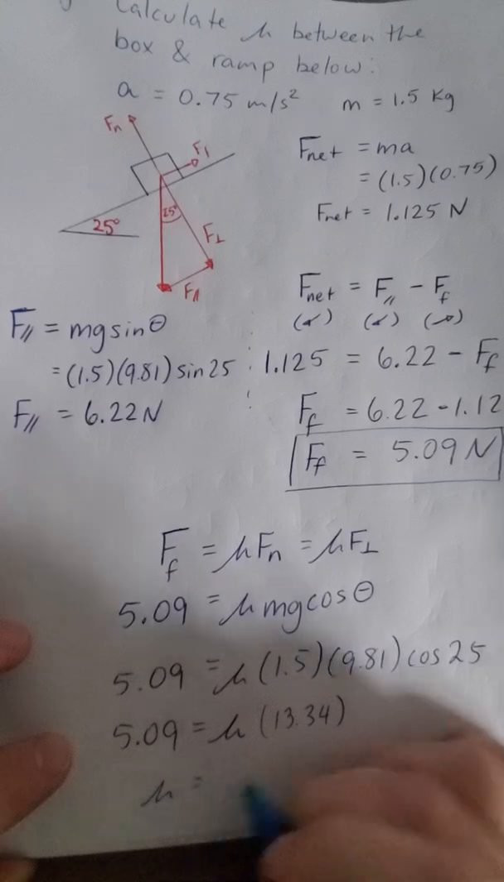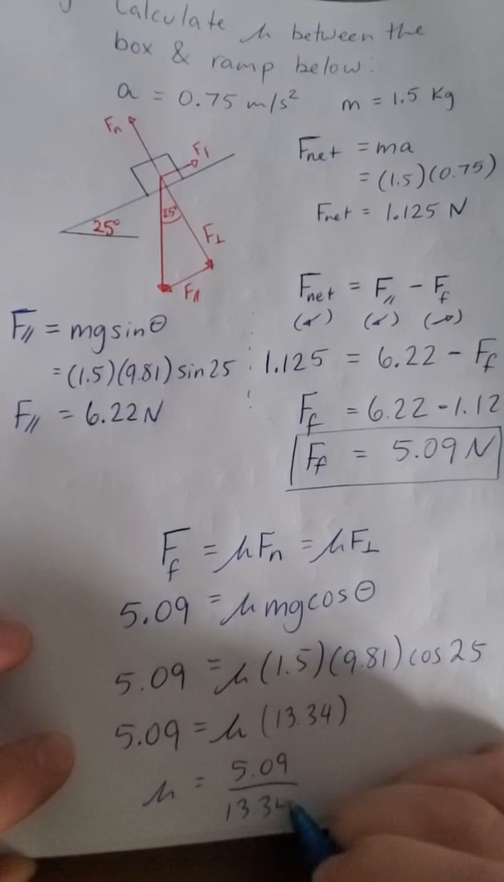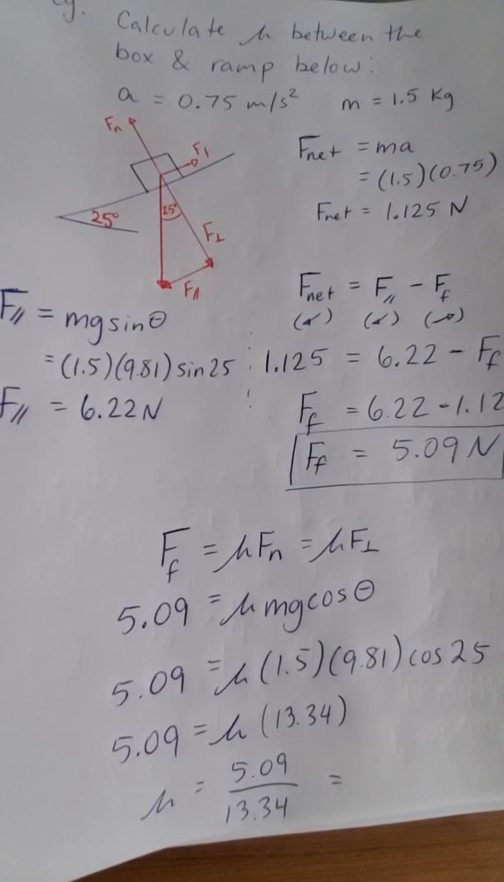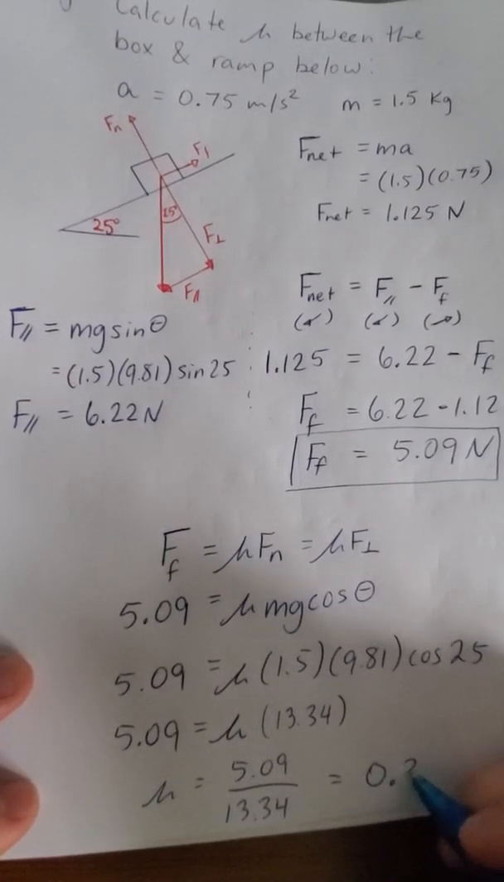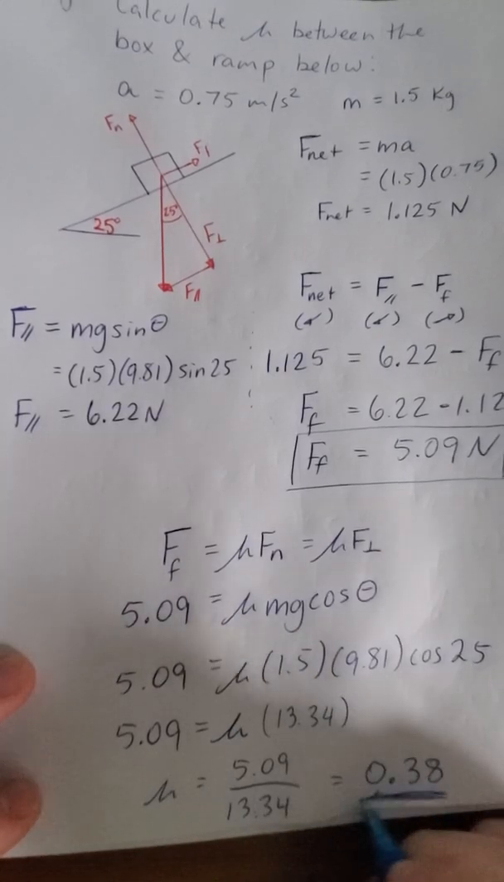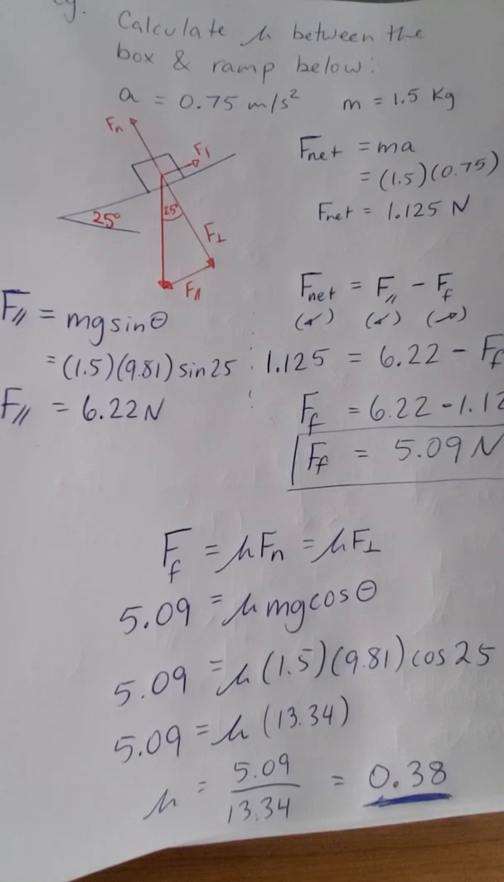Okay, and mu is just the quotient. I get an answer of 0.38. Okay, and just a reminder, there are no units on mu.